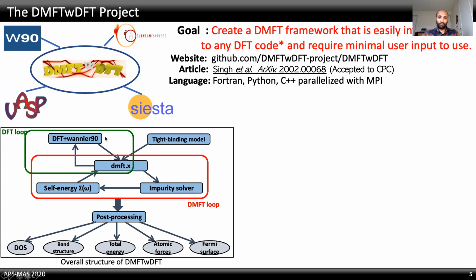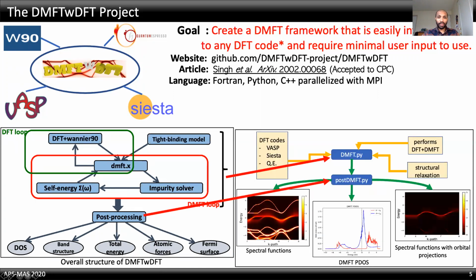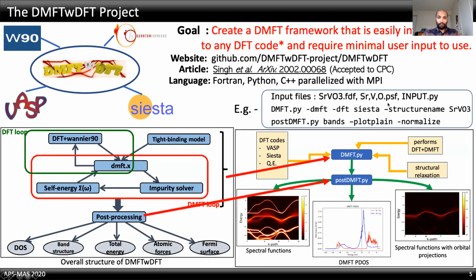And apart from the DFT inputs, tight binding Hamiltonians can also be used as the inputs here. Now, there are two main scripts that govern the calculation, and these scripts call other scripts and libraries that perform these tasks. And here I have some select outputs, which are the spectral functions, the DMFT partial density of states, and orbital projected spectral functions. Now, one of the main features of our code is its simplicity to use.